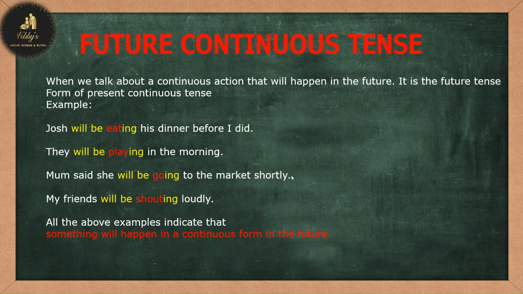Future continuous tense is the future tense form of the present continuous tense. Example: Josh will be eating his dinner before I do. They will be playing in the morning. Mom will be going to the market shortly. He will be writing a letter tomorrow. All the above examples indicate that something hasn't happened yet. They will happen in the future in a continuous form.